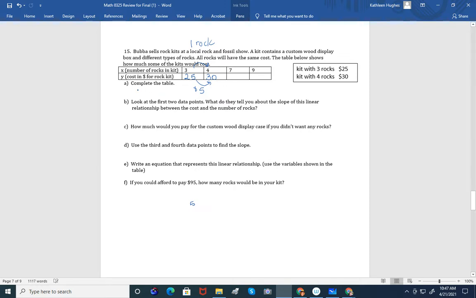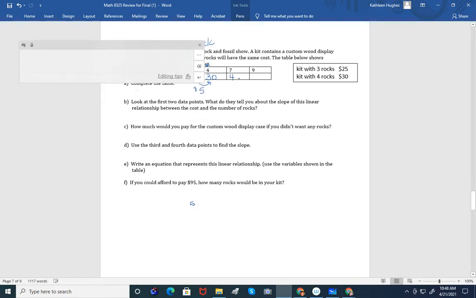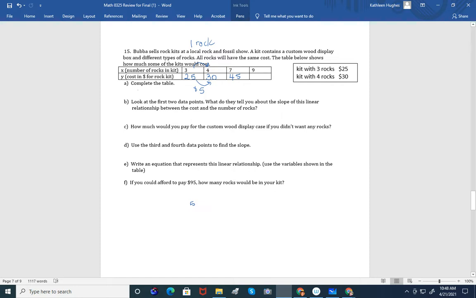We got to fill in some more information. From 4 to 7, that's 3 rocks. How much is 3 rocks going to cost? Well, if 1 rock is $5, 3 rocks is going to be $15 more. So that's going to actually be 45. And of course, when I go from 7 to 9, that's 2 more rocks.